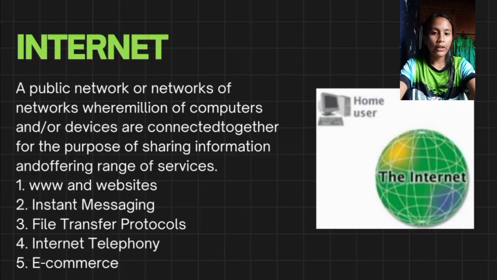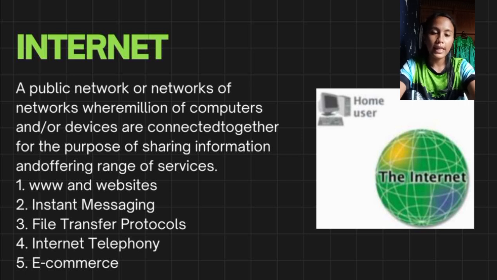And then we have the internet, a public network where millions of computers and/or devices are connected together for the purpose of sharing information and offering a range of services. First, we have the WWW and websites. The World Wide Web is a system of interconnected documents on the internet. Websites are collections of web pages, information, images, and videos, and can be accessed through the internet.